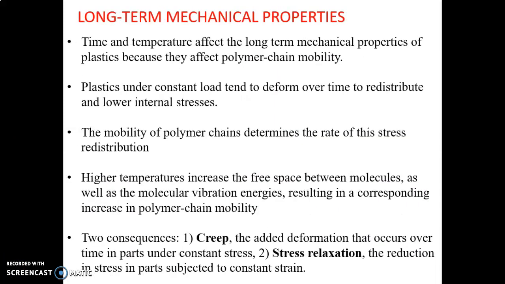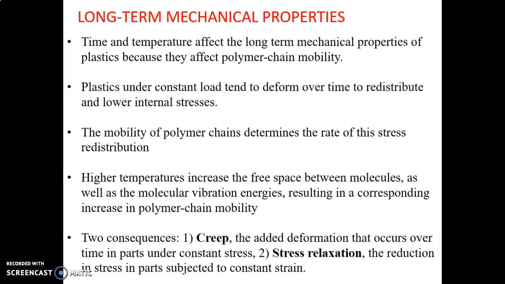Okay, we proceed with the long-term mechanical properties. So time and temperature affect the long-term mechanical properties of plastic because they affect polymer chain mobility. And the plastic under constant load tend to deform over time to redistribute and lower internal stresses. The mobility of polymer chain determines the rate of stress redistribution. And higher temperature will increase the free space between molecules as well as the molecular vibration energies, resulting in a corresponding increase in polymer chain mobility.